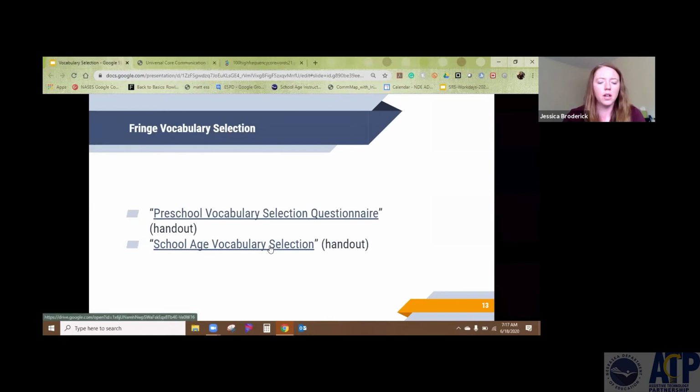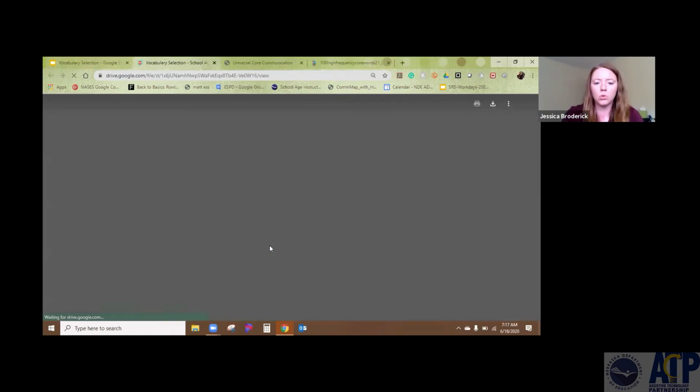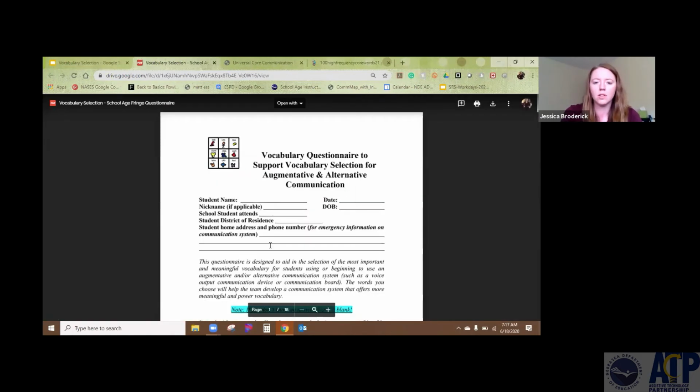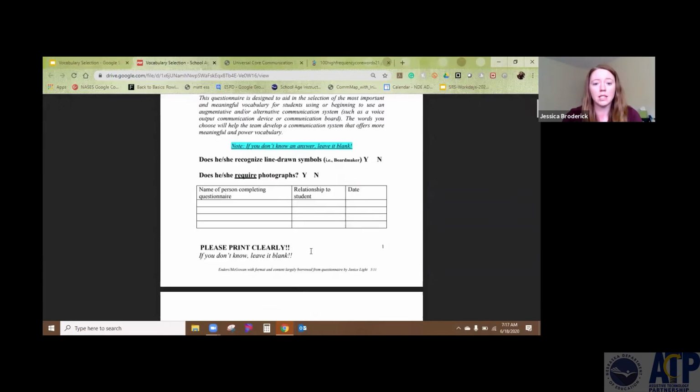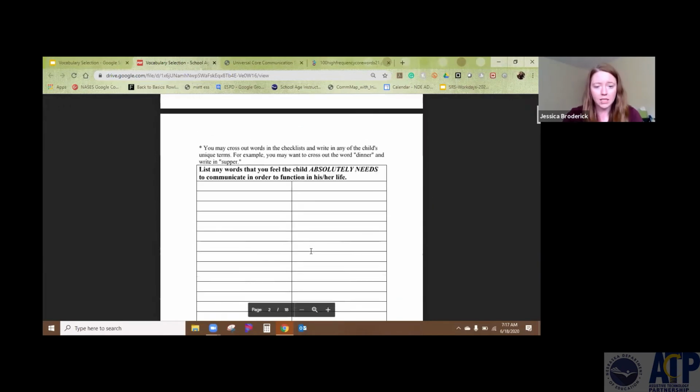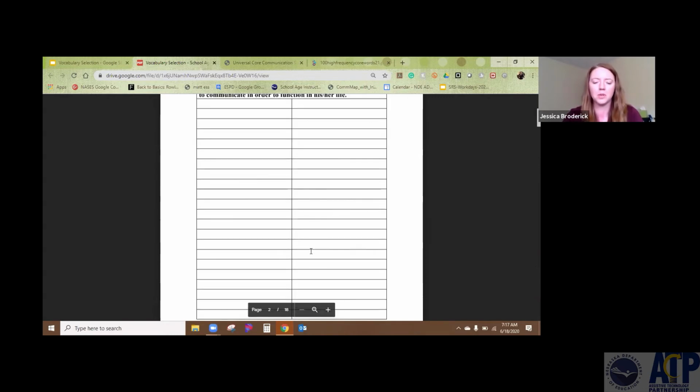There's also one I'm providing you that's school age vocabulary selection. So if you're working with a student who is more school age, you'll see it goes through a lot of the same things and asks what words do you feel your child absolutely needs to communicate in order to function. Those are sometimes interesting because you hear something from a family that you're like, oh, I never would have thought about that before, but it's really important to them.